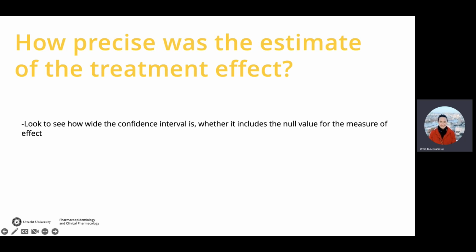Then we need to ask ourselves, how precise was the estimate of the treatment effect? In this situation, we need to look to see how wide the confidence intervals are and whether they include the null values for the measure of effect or not. Going back to our risk ratio, we have to look to see whether the confidence interval includes 1 and how wide that confidence interval is. And if we're looking at the confidence interval for a risk difference, we want to see whether it includes 0, and again, how wide that particular confidence interval is.